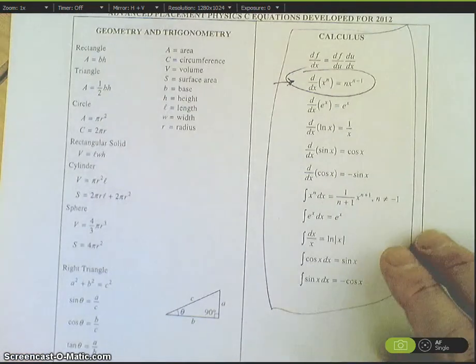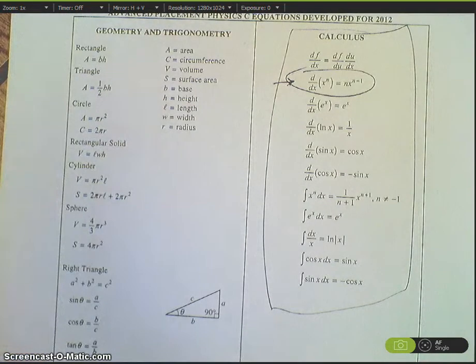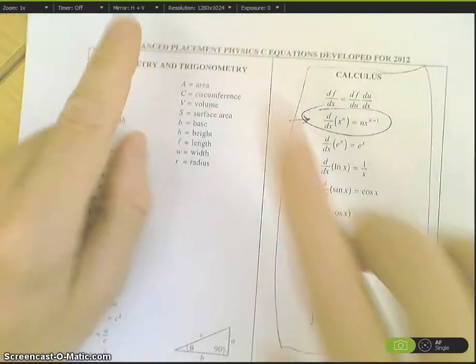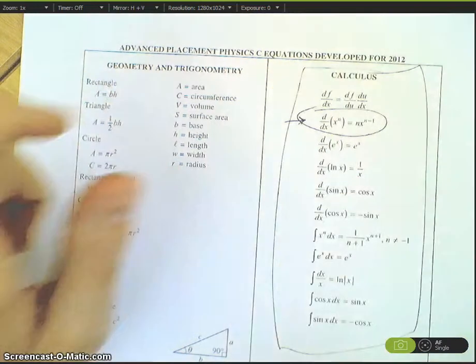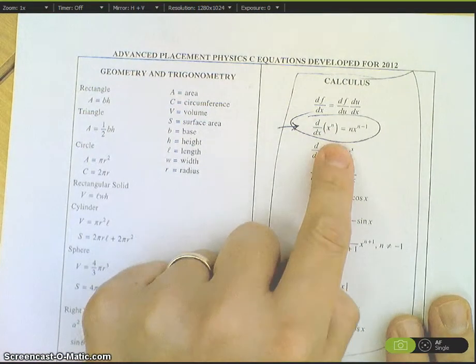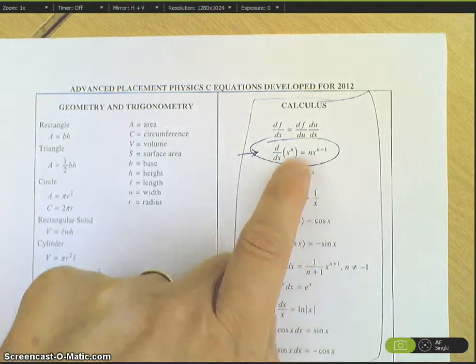Alright, so this is a video that's going to show you how to apply some basic calculus to solving some equations. We'll be doing some differential equations. Reference your advanced placement physics equations chart. Specifically, we're going to be using this relationship here.